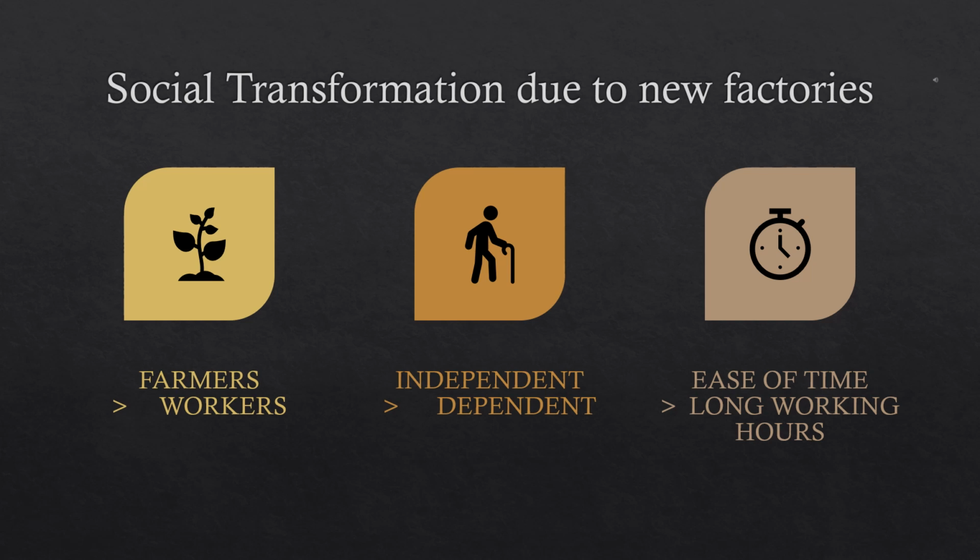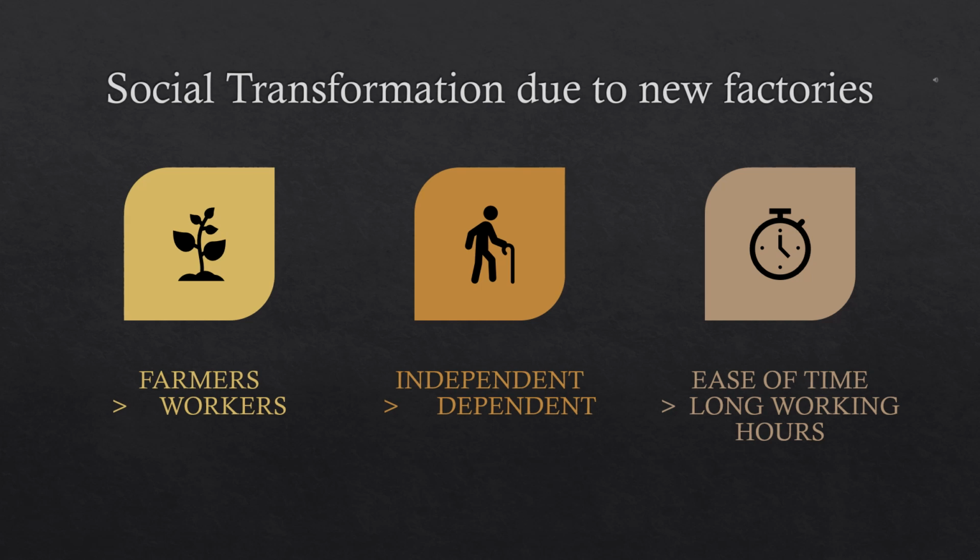The emergence of new factories also changed the society, the social structure. How? Let's analyze. So, in the proto industrialization phase, the farmers, for their extra income, were working in their domestic units. In the comfort of their homes, they were working and they were producing products for the merchants.